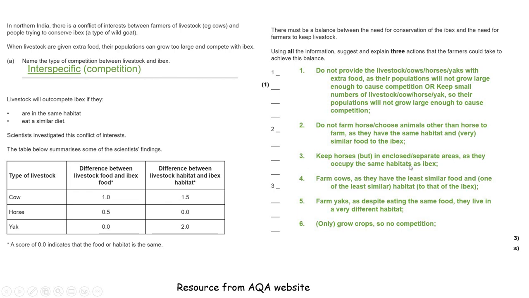Keep horses in separate areas as they could occupy the same habitats as the ibex. Farm cows as they have the least similar food and one of the least similar habitats to that of the ibex. You could farm yaks as despite eating the same food they live in very different habitats. Or you could only grow crops so there's no competition at all.